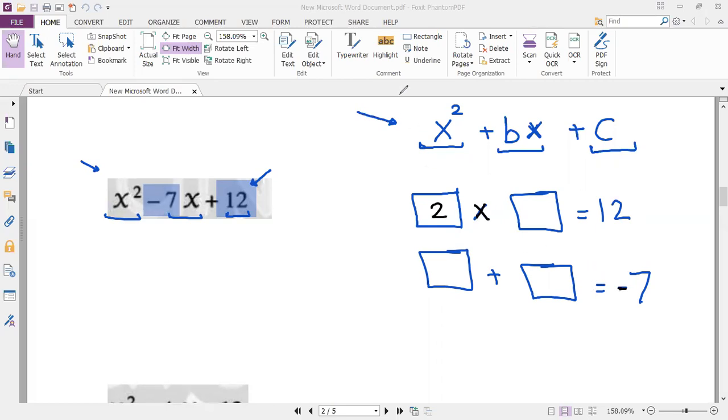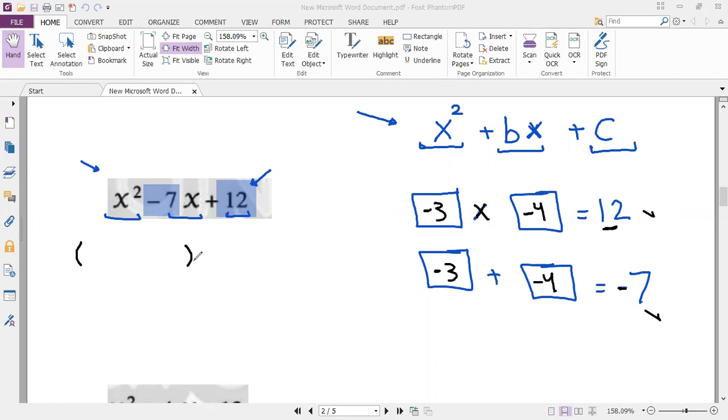Try another trial. We can take negative 3 and negative 4. Negative multiplied by negative is positive, and 3 times 4 is 12. This is the product. And the sum, negative 3 plus negative 4. When adding negative 3 to negative 4, it's negative 7, so that's right. So the two numbers I want to get are negative 3 and negative 4.